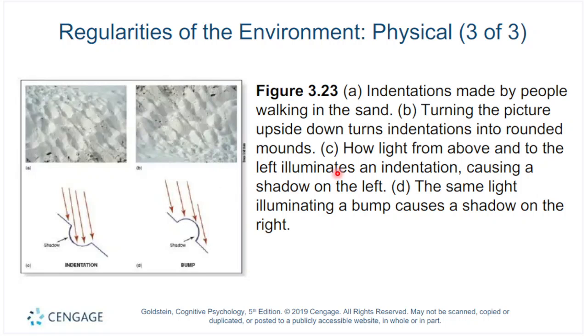So, this is the same figure pretty much. Like in A, the indentations made by people walking on the sand. And then B, tinurn upside down yung picture. And it turns the indentations to rounded mounts. So, in C, we can see that the light is here. So, kaya alam natin na itong part na to ay depressed or nakalubog siya. Right? Kasi yung shadow niya nandito.